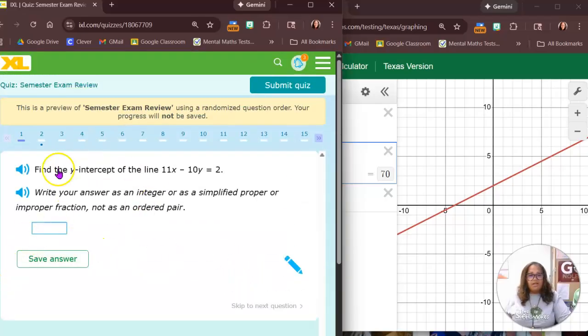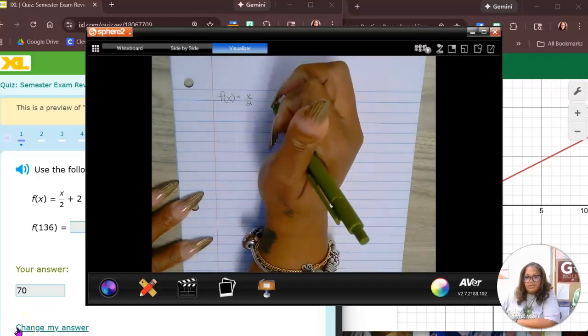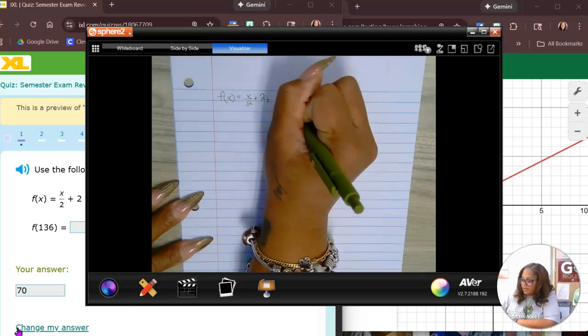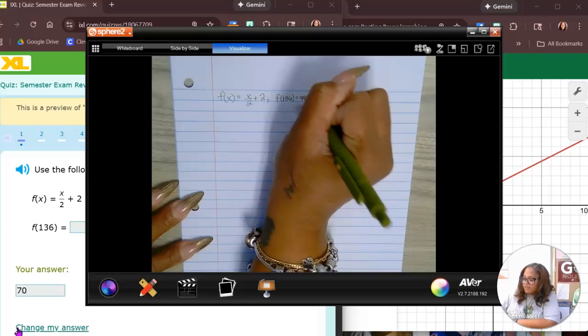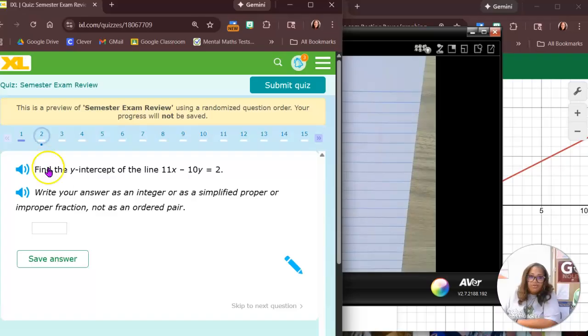Save answer. Next question. Here it says find the y-intercept of the line 11x minus 10y equals 2. I guess I need to write down my first part. So number 1 says f of x equals x divided by 2 plus 2, and then f of 136 equals 70. So that's my first question. It might not be yours. And then number 2, it says 11x minus 10y equals 2.